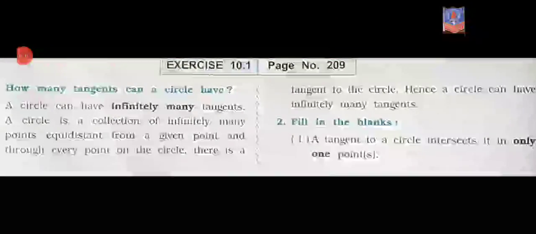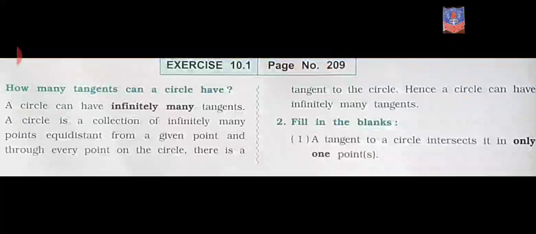Now students, let us start with our exercise 10.1. What is our first question? How many tangents can a circle have? Since a circle has infinitely many points, and a circle is made by joining infinitely many points, at every point there can be a tangent. So a circle has infinitely many tangents. The answer is: a circle can have infinitely many tangents.